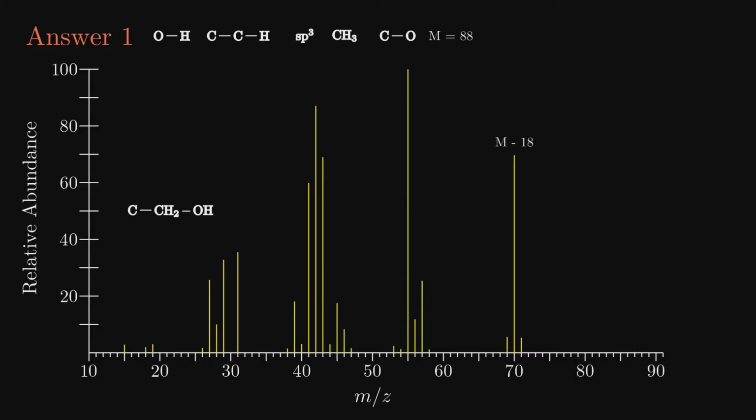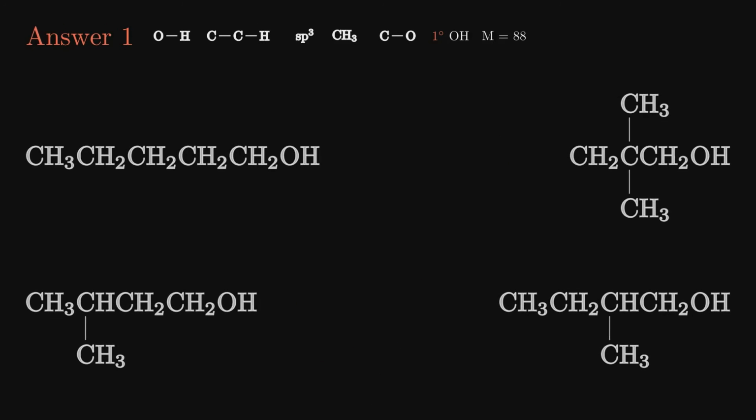Now, another simple fragmentation on an alcohol is the alpha cleavage, where the carbon-carbon bond next to the alcohol breaks. If the alcohol is primary when that bond breaks, the fragment is mass 31, and we find a very noticeable peak at 31. So to recap what we know now, the molecule is a primary alcohol composed of sp3 carbons, has at least one CH3 on it, and has a mass of 88. Time to start drawing potential candidates. And there are 4 of them.